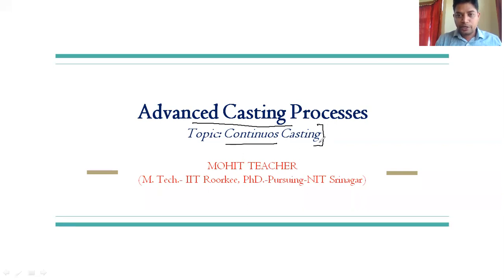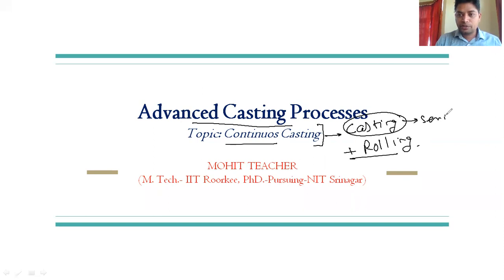Okay, so continuous casting is a combination of two processes, that is casting plus one of the sheet metal operations, that is rolling. Through the casting, we are getting a semi-finished product, and after the semi-finished product we are applying the rolling in continuation, and we are getting a finished product. So continuous casting is basically a combination of casting plus rolling.